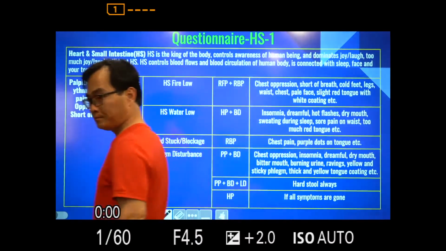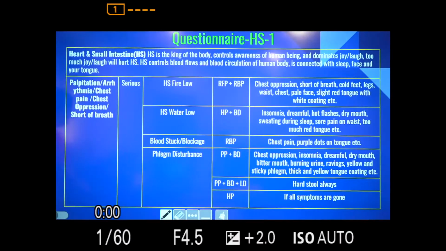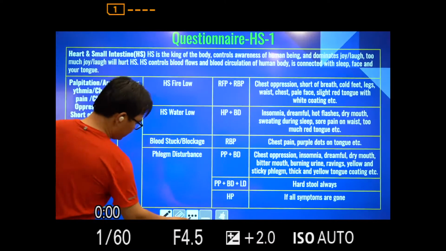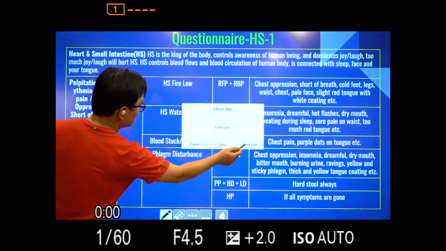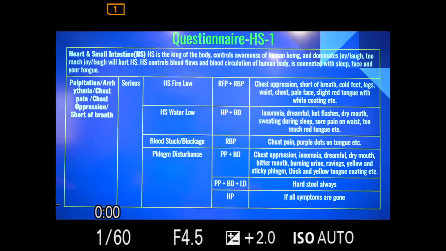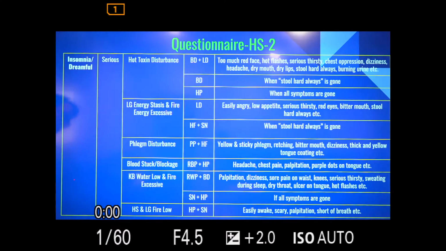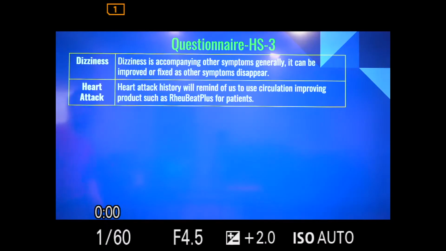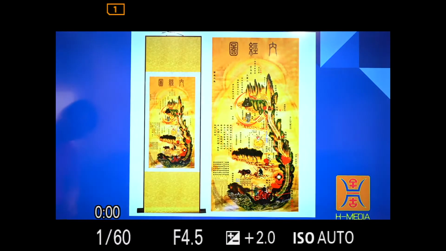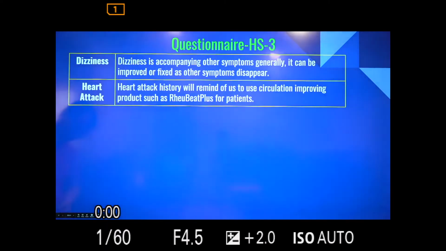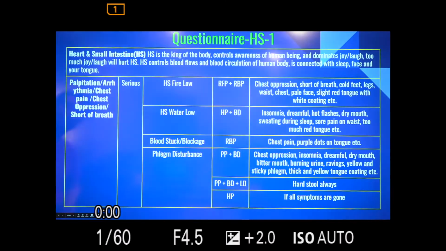Okay, we need to go to the next page. 41 minutes already. The time flies very fast. Still a lot. See how many? Okay. Luckily, we have only one and a little more page.